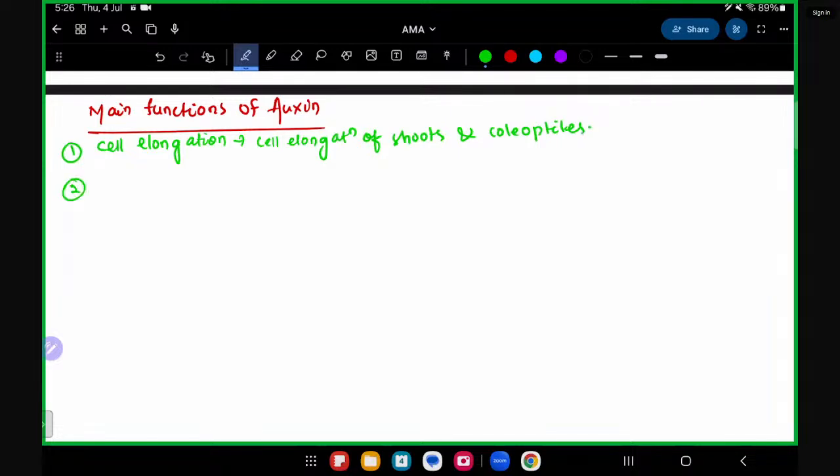Second point, it helps in cell division and differentiation.